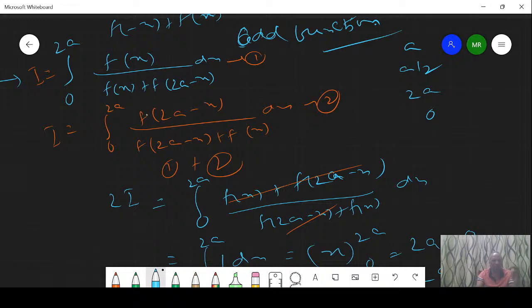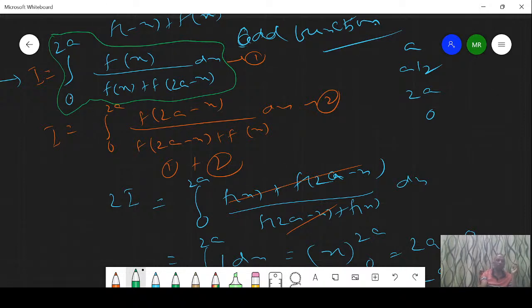When the problem is like this, 0 to 2a, f of x by f of x plus f of 2a minus x, when the problem is this model, always remember. In this model, always the answer will be half of the upper limit.